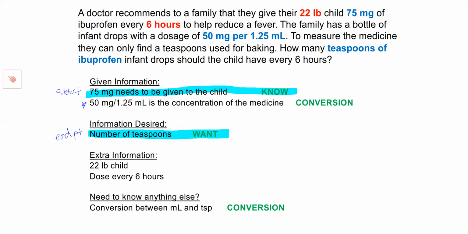I've also been given some extra information that I'm going to write down. I'm not sure how to use it: that the kid is 22 pounds, that the dose needs to be every 6 hours. There might be more information than you need in a problem. And part of your job as a problem solver is to sift through that information and decide what is useful and what is not. And then it's important to recognize what you don't have. One of the pieces of information that's missing here, if I need to get to teaspoons, is how to convert between milliliters and teaspoons. Now, this is a conversion I can go look up, or possibly it would be given.